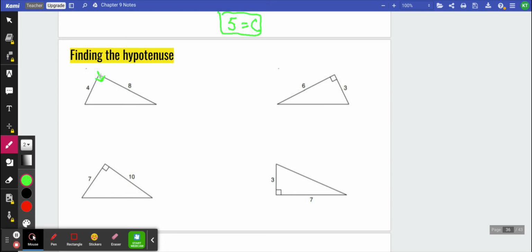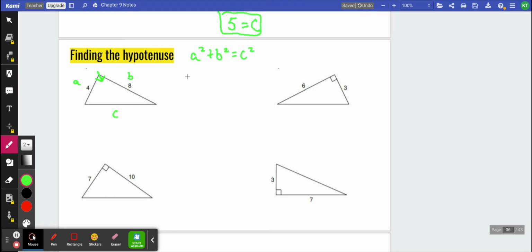So let's identify the hypotenuse. It's the side the right angle points at, so this is going to be C. Let's call this A and this B. So if we use Pythagorean's theorem, and let's write that down just to make sure: A squared plus B squared equals C squared.